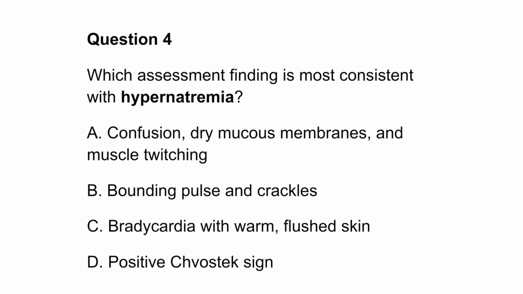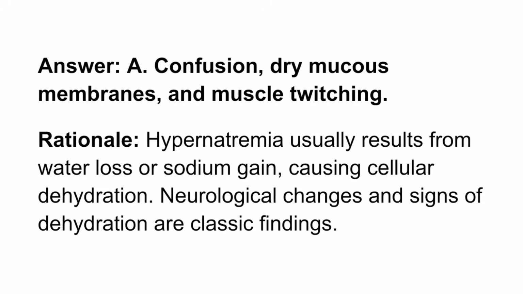Question 4. Which assessment finding is most consistent with hypernatremia? A. Confusion, dry mucous membranes, and muscle twitching. B. Bounding pulse and crackles. C. Bradycardia with warm, flushed skin. D. Positive Chvostek sign. Answer: A. Confusion, dry mucous membranes, and muscle twitching. Rationale: hypernatremia usually results from water loss or sodium gain, causing cellular dehydration. Neurological changes and signs of dehydration are classic findings.